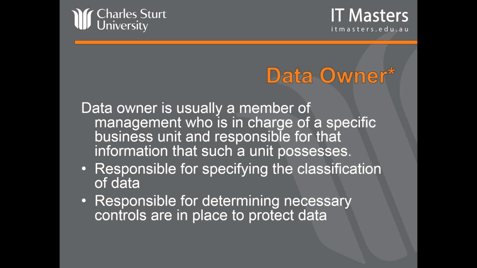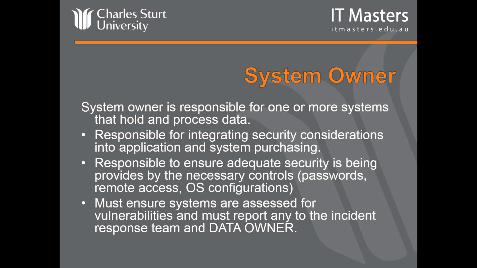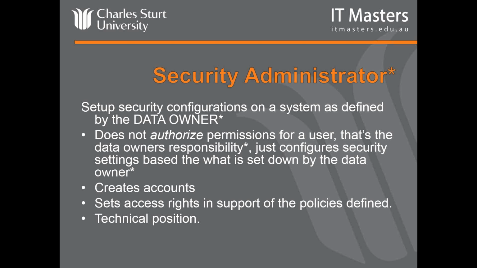Data owner: a member of the management in charge of a business unit or similar, responsible for their data. They are responsible for determining what's in place and what they need to protect, and the value that we're going to assign. Data custodian is the person who maintains the day-to-day operation of that data, the backups, the integrity, restoring data, all that stuff, and even security operations. The system owner is the person who owns the system, not the information on it. So we need to also integrate what we're doing between a system owner and the data owner to ensure that we have the right systems in place. We have a security administrator. This is the person who defines what is set up.